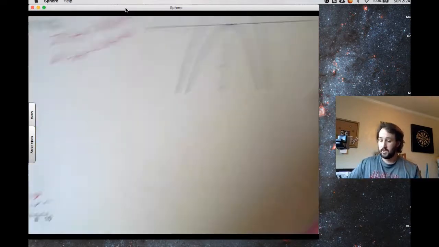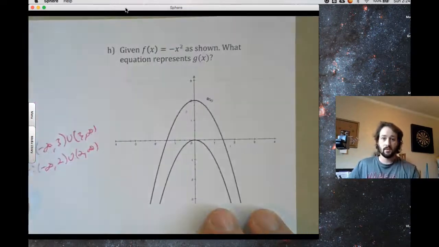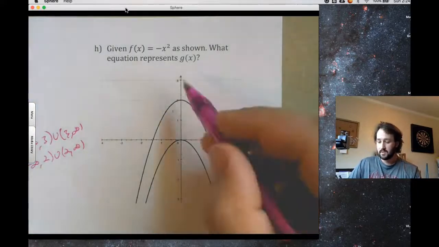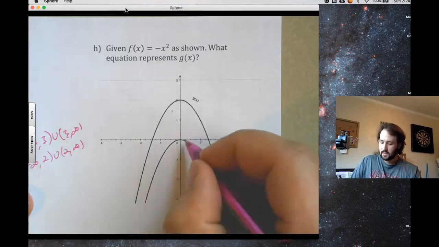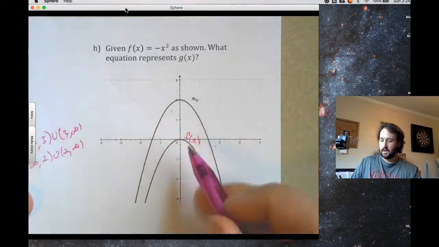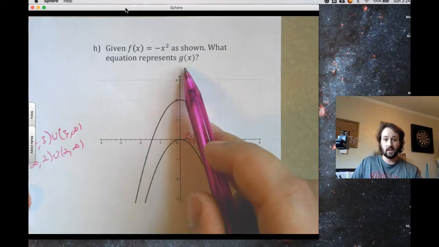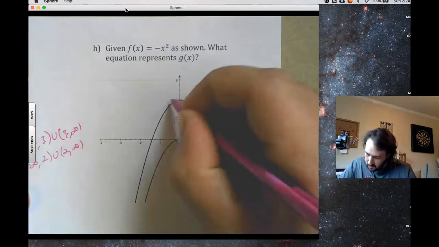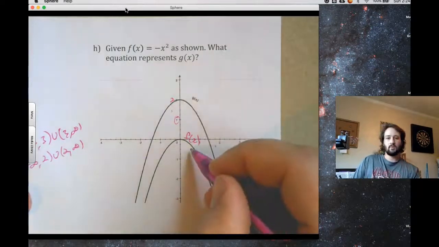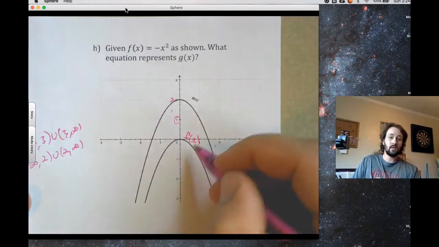All right, last one here. So it says, given f of x equals negative x squared is shown. So it's kind of giving you a new parent function. This is our f of x right there. What equation represents g of x? So it looks like, here's a 1 right there, there's 2 right there. So it looks like I just took my graph of negative x squared and moved it up 2.